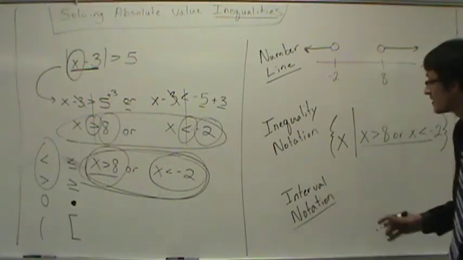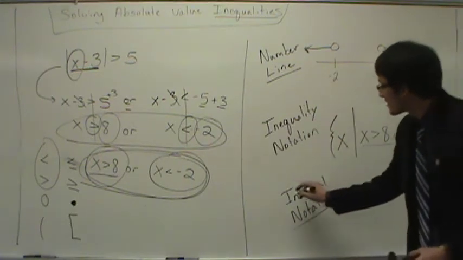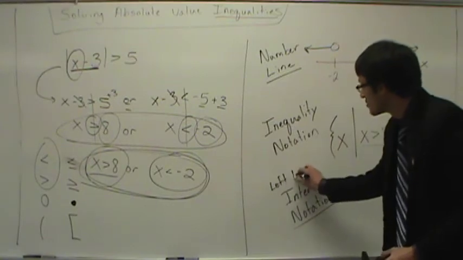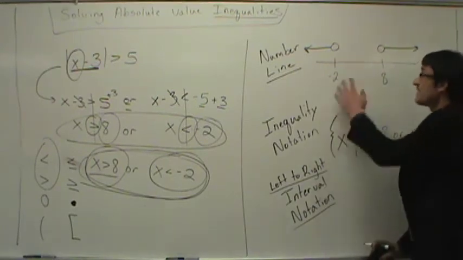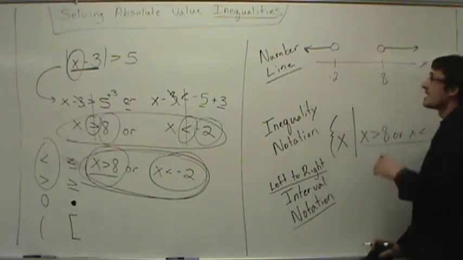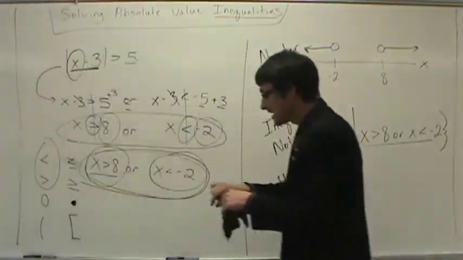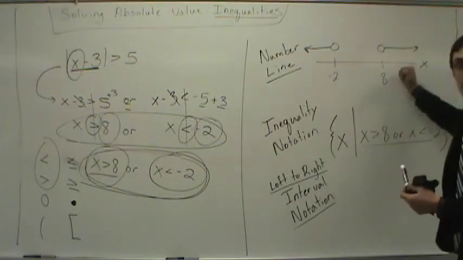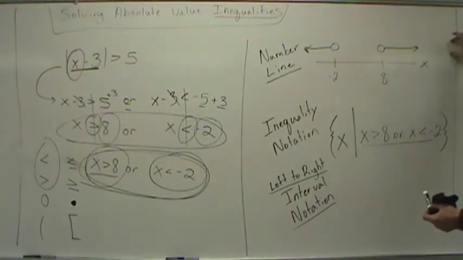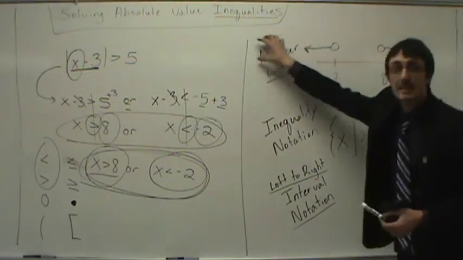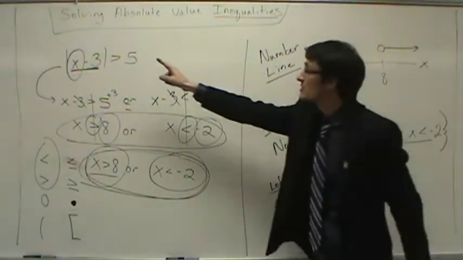Interval notation. Notice these look very similar, so make sure you know the difference between inequality and interval. And above interval notation, I want you to write left to right. We're going to read the number line left to right. Now, notice that this goes on forever to the left. We're saying what values of x make this true. In words, we describe this as the numbers that are greater than 8 or the numbers that are less than negative 2. So the numbers smaller than negative 2 or the numbers bigger than 8 make the original statement true.